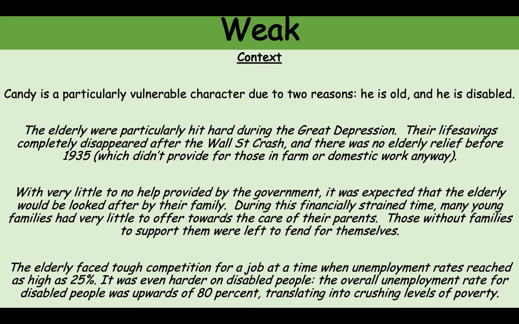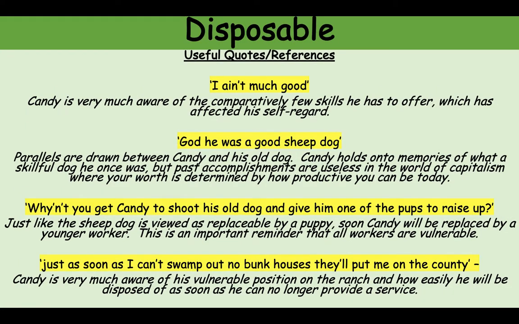So Candy is an extremely vulnerable character. And because of that, he is seen as disposable. He knows that as well. He repeatedly says, "I ain't much good." So he's very much aware of the comparatively few skills he has to offer, which has affected his self-regard. He puts himself down. And look at how he talks about his sheepdog.